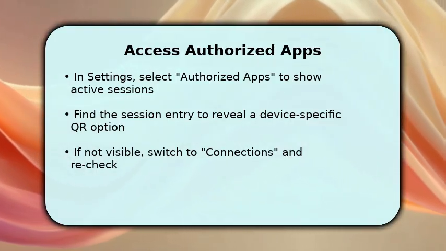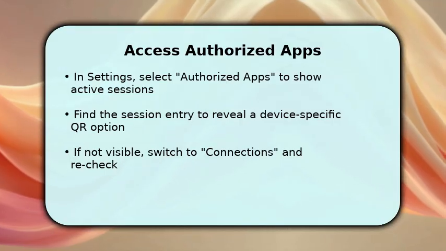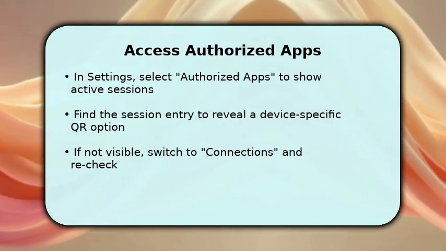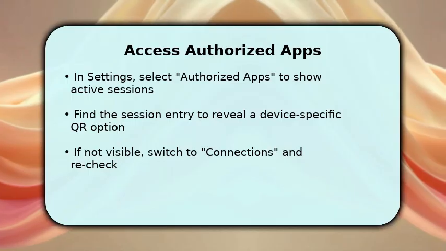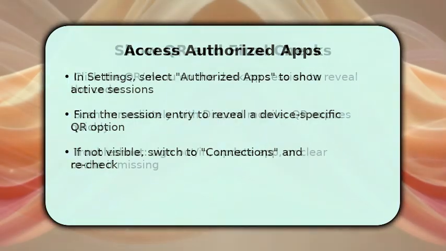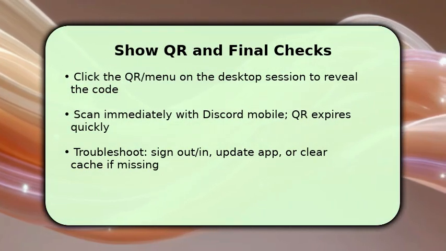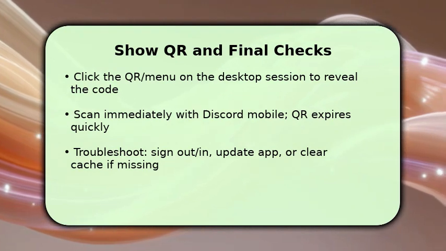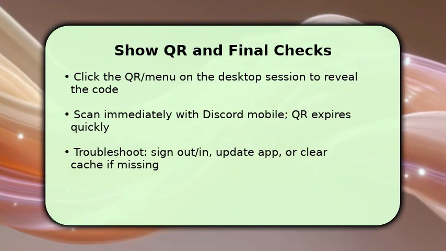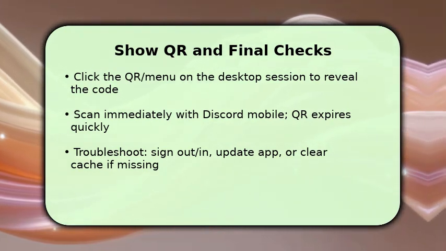If you don't see it, make sure to toggle Connections and refresh. Sometimes the QR appears only after you reauthorize or connect a new device, so try that. Finally, click the QR icon beside the desktop session to display the code on your screen. This is the only reliable method to get a Discord PC QR.